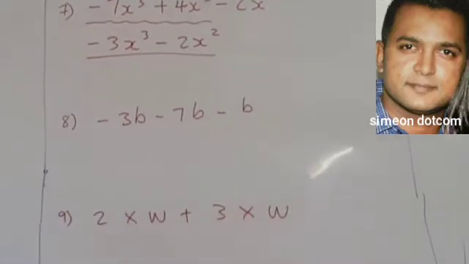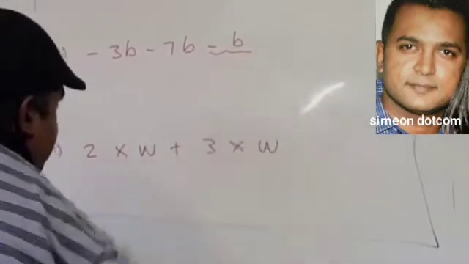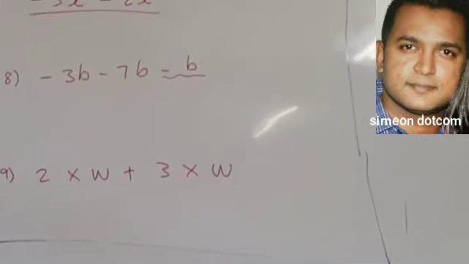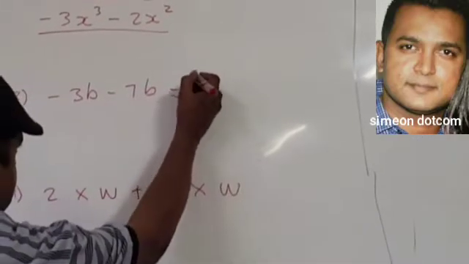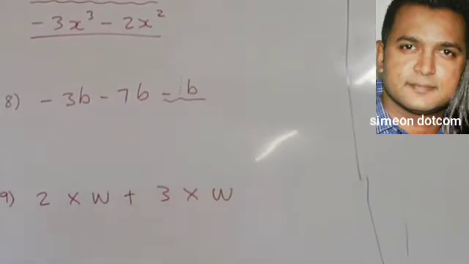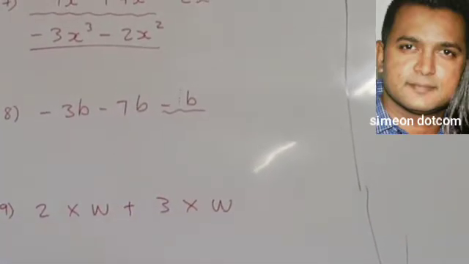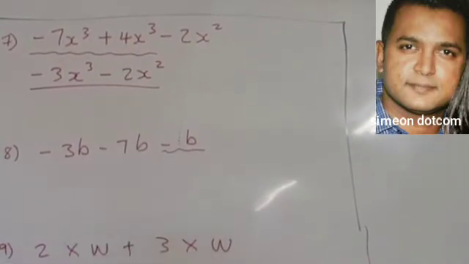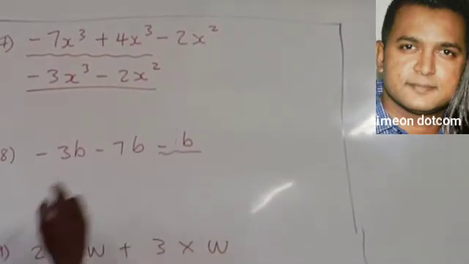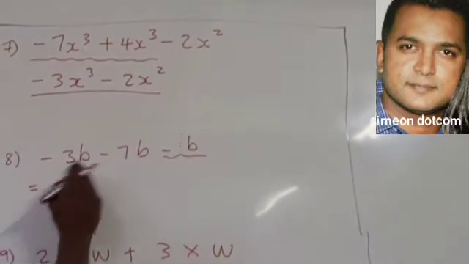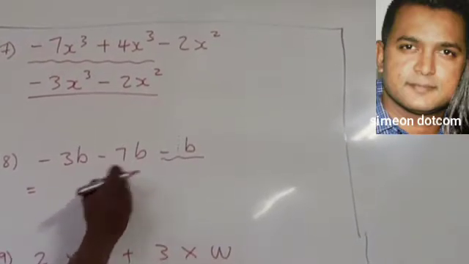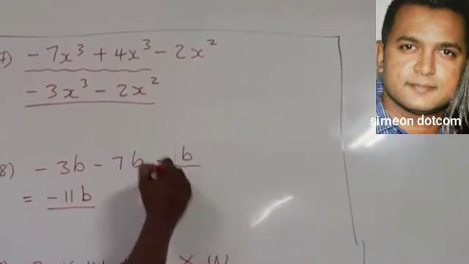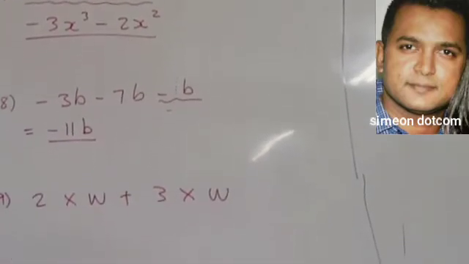Here we come to number 8. I chose this because it is very, very common, even in your exams. You'll always find there will be a minus and a letter. This means that there is an imaginary 1 there, and they will always catch you out like this in the examination. Now if you look at it, we find that these three are like terms. So all we do is add them up. We've got minus 3 minus 7 is minus 10, and that will be minus 11b. This is a very common thing that examiners use to catch you in your paper.